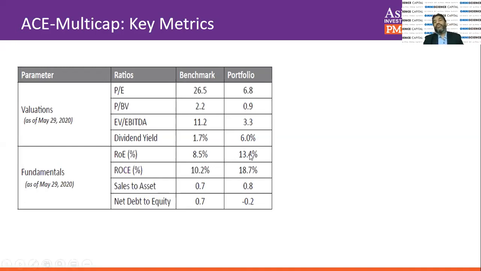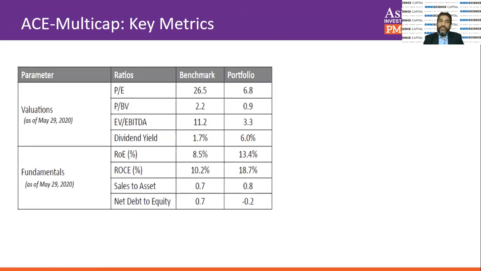Are they available at supernormal prices? So the benchmark P/E is 26, ours is nearly 7. Price to book for the benchmark is 2.2, ours is below 1. And look at dividend yield. The benchmark is 1.7%, ours is nearly 6%. Okay, so it is, in our opinion, supernormal companies at supernormal prices, and that is a supernormal portfolio.